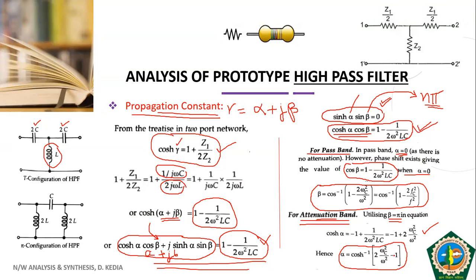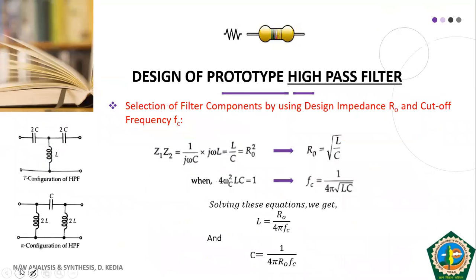Again, what we have derived: we have derived the characteristic impedance of the T section, and the characteristic impedance of the pi section. We have derived the propagation constant, which has two things, alpha and beta, and we have obtained the values of alpha and beta. After we have done this, what is the next step? We have to determine the design equations of the filter. We obtained the design equation of the low pass filter. Now we will obtain the design equation of the high pass filter. So let us see that. This is the design of your prototype high pass filter.